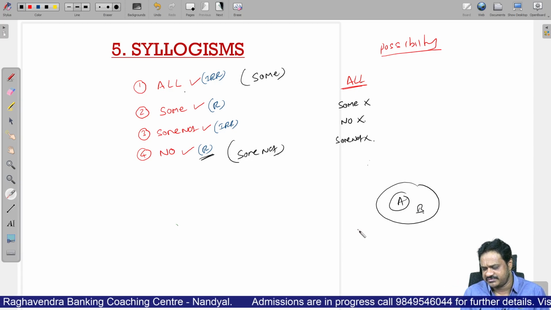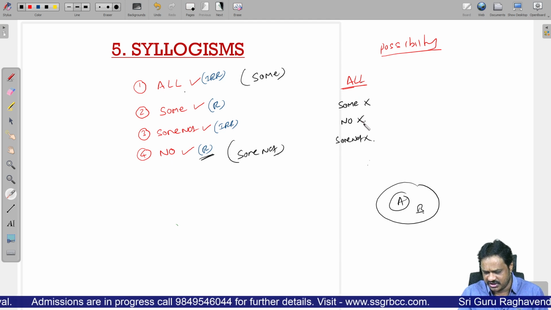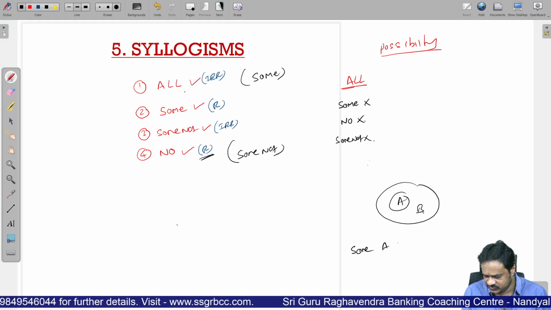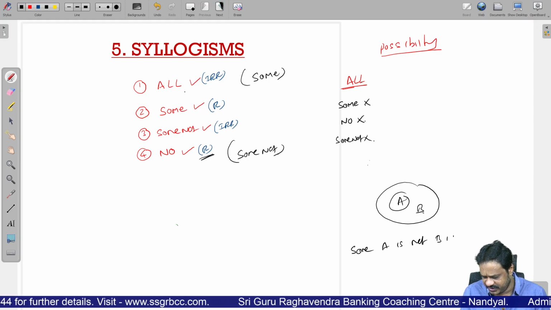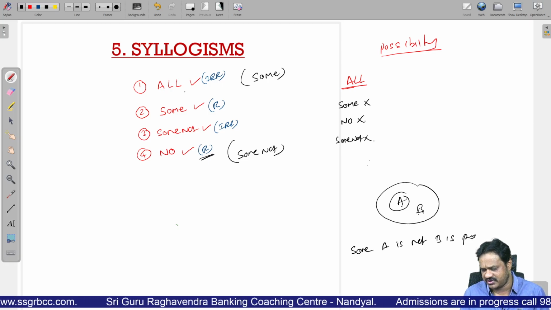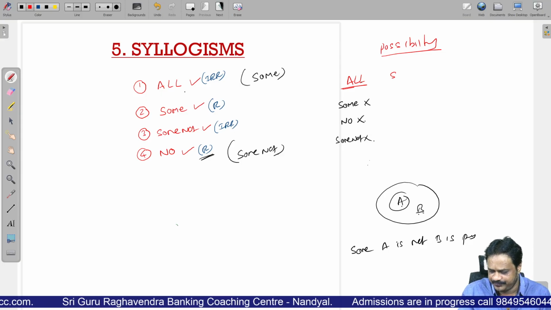There is a difference between definitely follows and possibility. Possibility means it might follow or it might not follow. Definitely follows means it will definitely follow. So, when all is there, some is a possibility does not follow, no is a possibility does not follow, some not is a possibility also does not follow. If I am giving like this, some A is not B is a possibility, it does not follow. Why? Because all A is B, some not is a possibility does not follow. Then come to some.